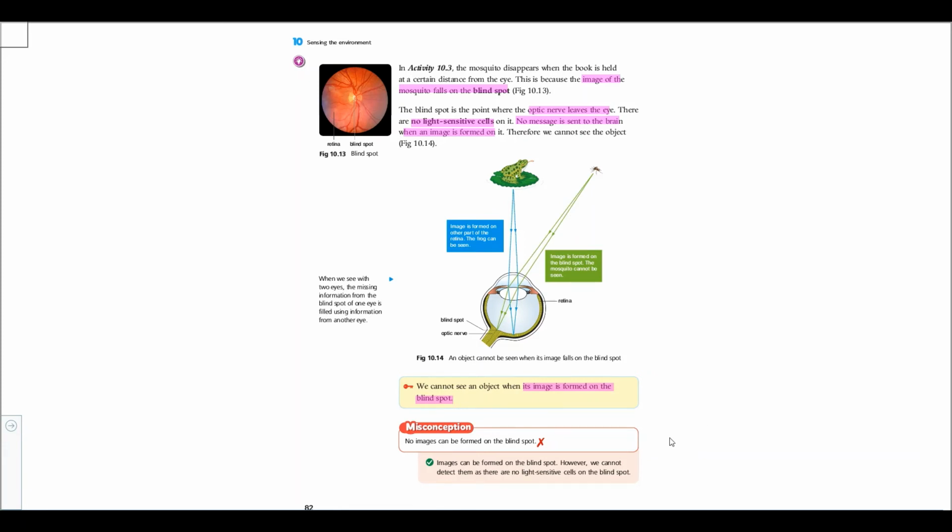And for the misconception part, it's just to help you understand how to write something. You cannot say that no images are formed, because actually the light passes through your lens and falls on the blind spot. It works the same way as when it falls on different places of the retina. So actually there is light and there is an image formed. But because there are no cells, I say it again, no light sensitive cells, you cannot detect anything. So this is how the blind spot affects our vision.